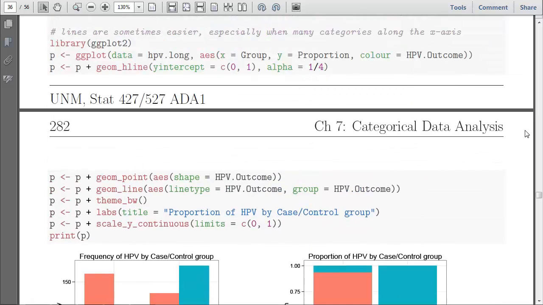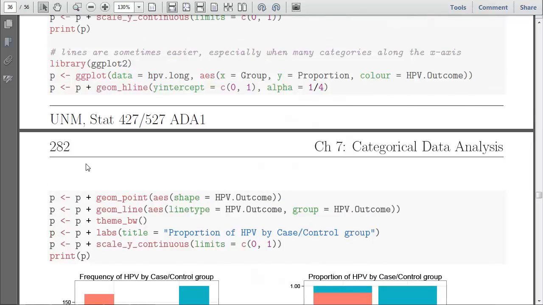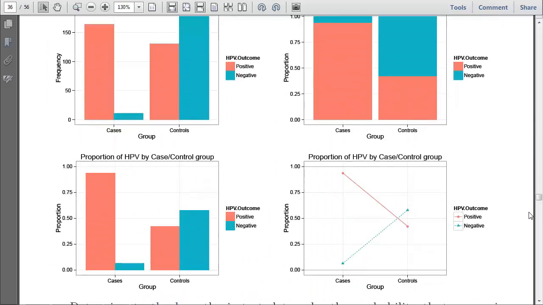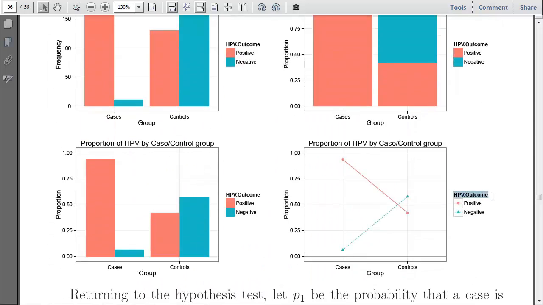And then the bottom right plot with the lines, we're plotting points and lines here. And we're creating groups, which are the HPV outcome. So all the lines connect the HPV outcome. So the HPV outcome of positive draws a line, and the group of dots to connect are all the positive ones, and then all the negative ones. So the grouping indicates which dots are connected with lines.